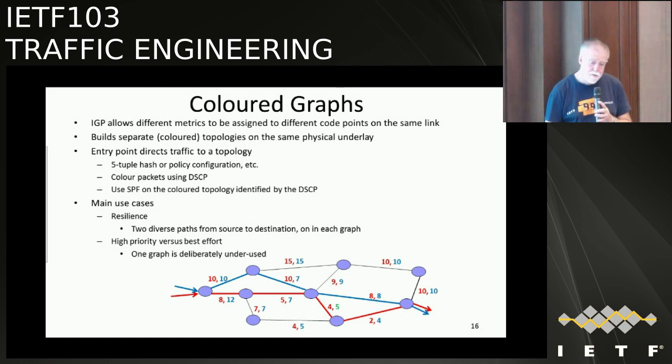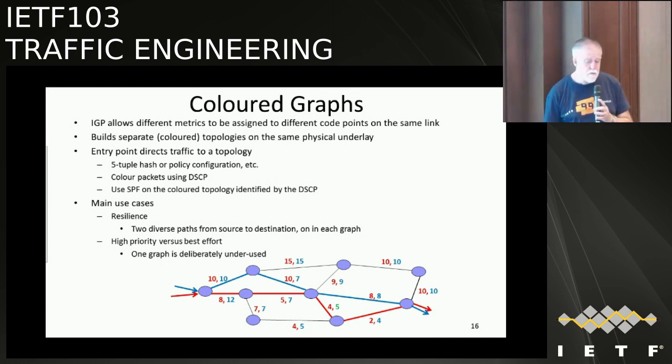Once you've done that, you color the packet. You use a field in the IP header or in the MPLS header, color the packet, and then it will follow that graph through the network. And the IGPs allow you to advertise the different metrics with their colors, and off you go.